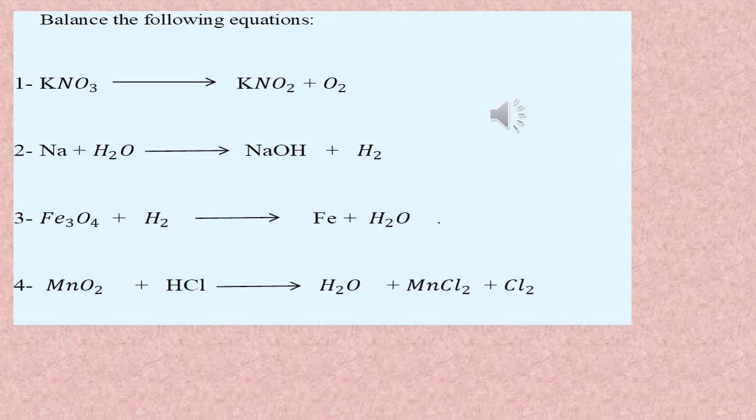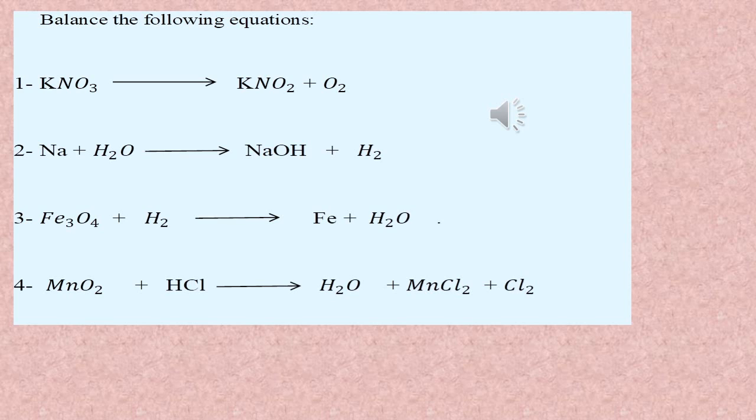Number 4, MnO2 plus HCl gives H2O plus MnCl2 plus Cl2. For manganese, Mn in the reactant and Mn in the product, we have just one atom. Cl in the products we have 4. In the reactant we have just one atom. So first I put 4 in the reactants in front of HCl, so MnO2 plus 4 HCl.